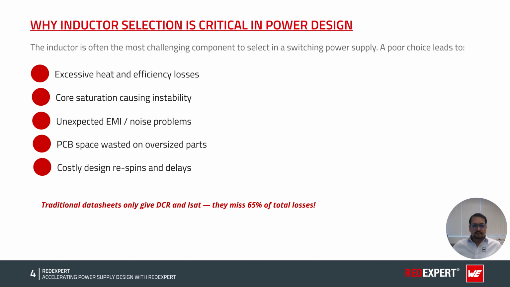And here you can see the key insight. The traditional datasheets only give us DCR and I saturation, but these two parameters represent only about 35% of the total loss picture. The remaining 65%, like the AC core losses and the AC winding losses, are simply not in the datasheet, and you can't calculate them with a standard Steinmetz approach under real switching conditions. So this is the fundamental gap that REDEXPERT was designed to close.